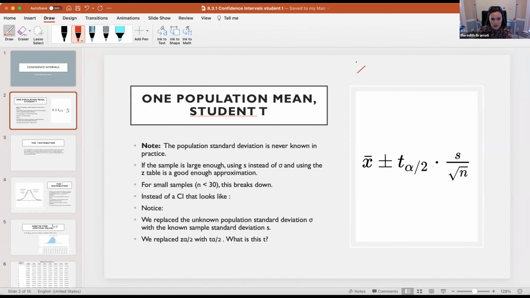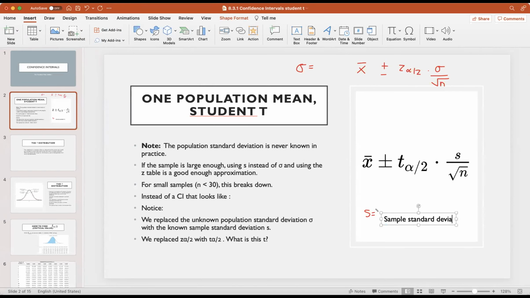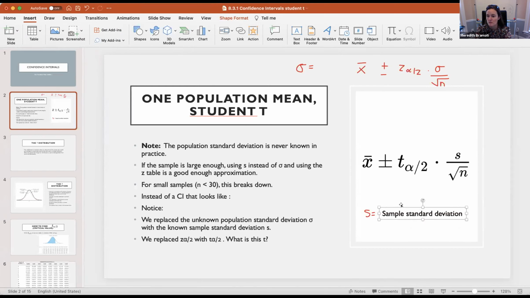When we were doing our confidence intervals where sigma is known, we had our point estimate plus or minus our Z alpha 2 times the population standard deviation over the square root of n. Now, in these problems, S is going to be known, and S is our sample standard deviation. So sample standard deviation is now going to be given in the problem, which means that we need to approach them a little bit differently. It means that we need to find different information.